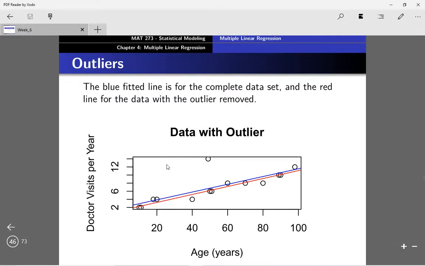What we can see is that the blue line is fitted with this point still included, this outlier. The red line is fitted with it excluded. We can see that this point actually didn't change the estimated regression line very much. The slope is nearly the same, and the amount it shifted up is a tiny bit, but not much at all. So it didn't have much influence. We can see visually how this point did not have much influence on the difference in the estimated regression line.